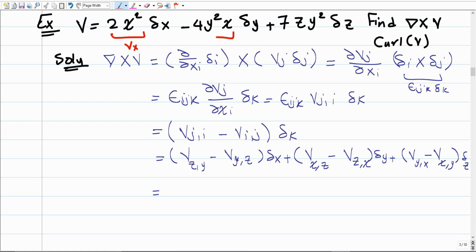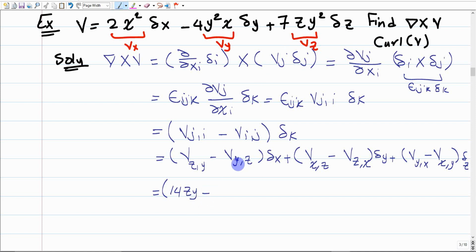This is the x component of the vector. This is the y component Vy. This is the z component, which is Vz. So simply, if we decided to do the calculations here, what is the partial derivative of Vz with respect to y? What is Vz? It is this one. The partial derivative of this one with respect to y gives us the first term as 14 zy. Agree? You are differentiating this term with respect to y. So it's gonna be 14 zy.